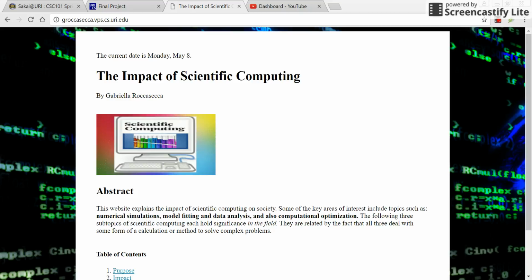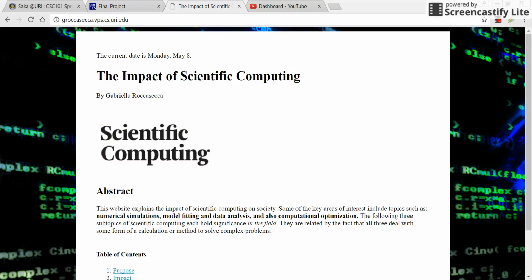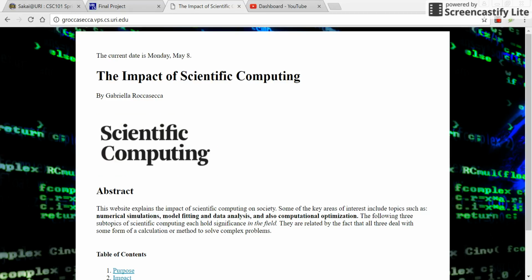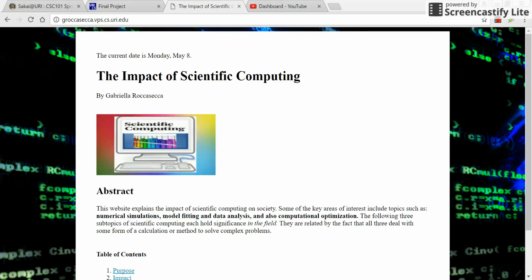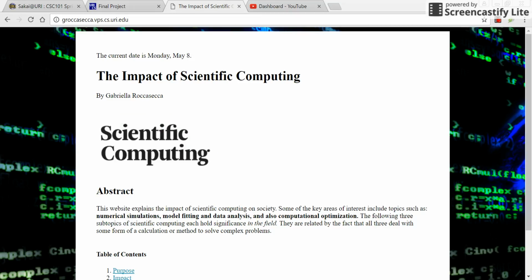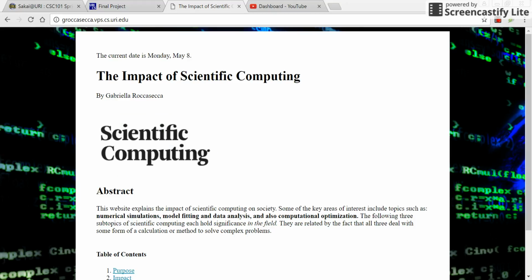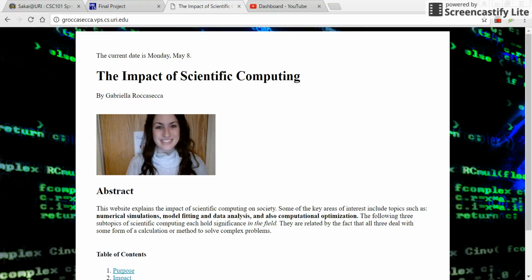Hi there, my name is Gabriela Rakaseca, and I'm here today to give a tour of my completed website on the impact of scientific computing. By the end of the tour, you should be left with new or further knowledge on the concept of scientific computing. This here is the cover page, and is a pretty basic introduction to what the website has to offer.